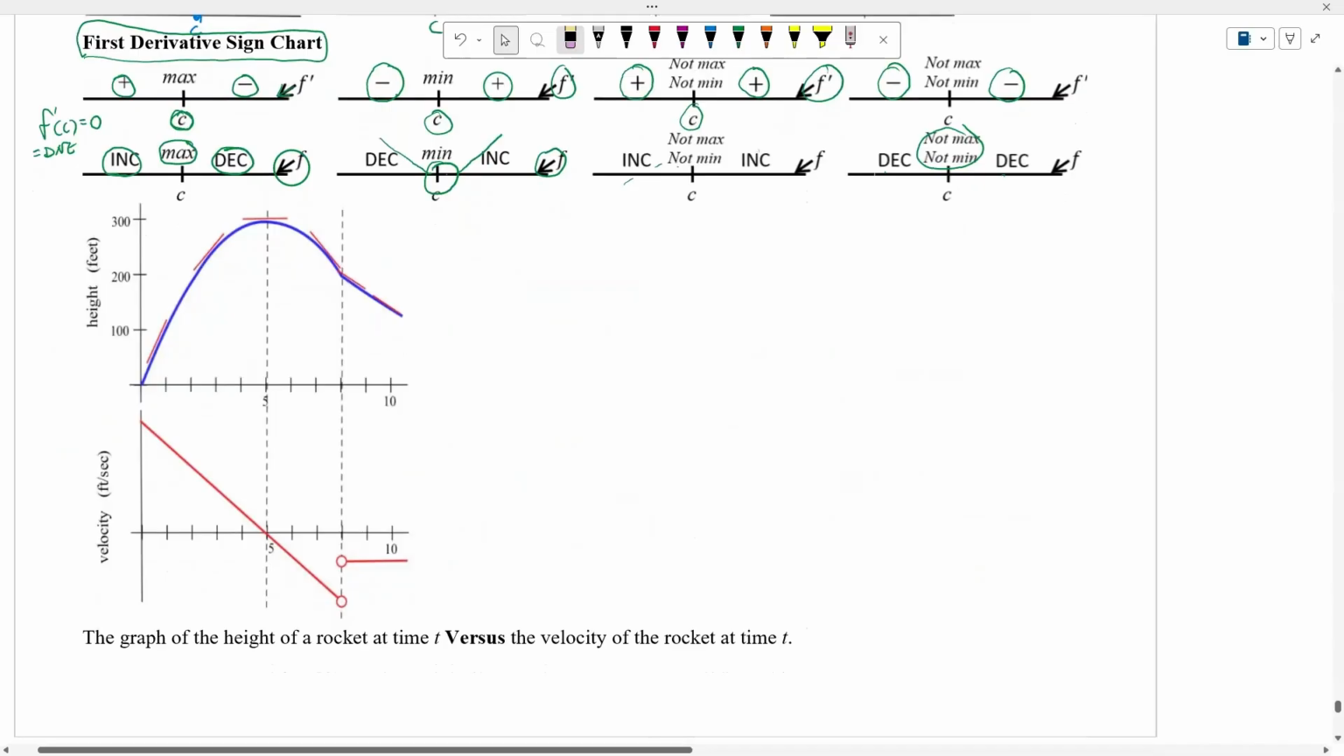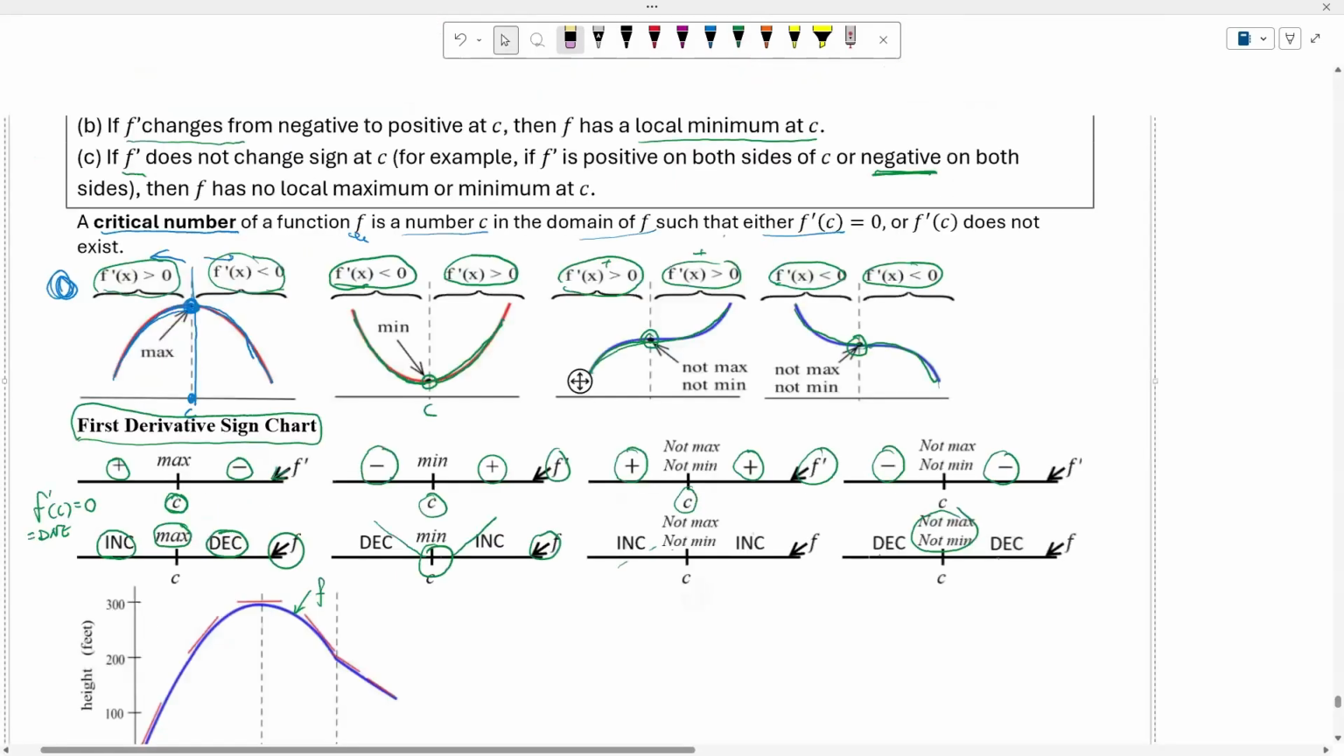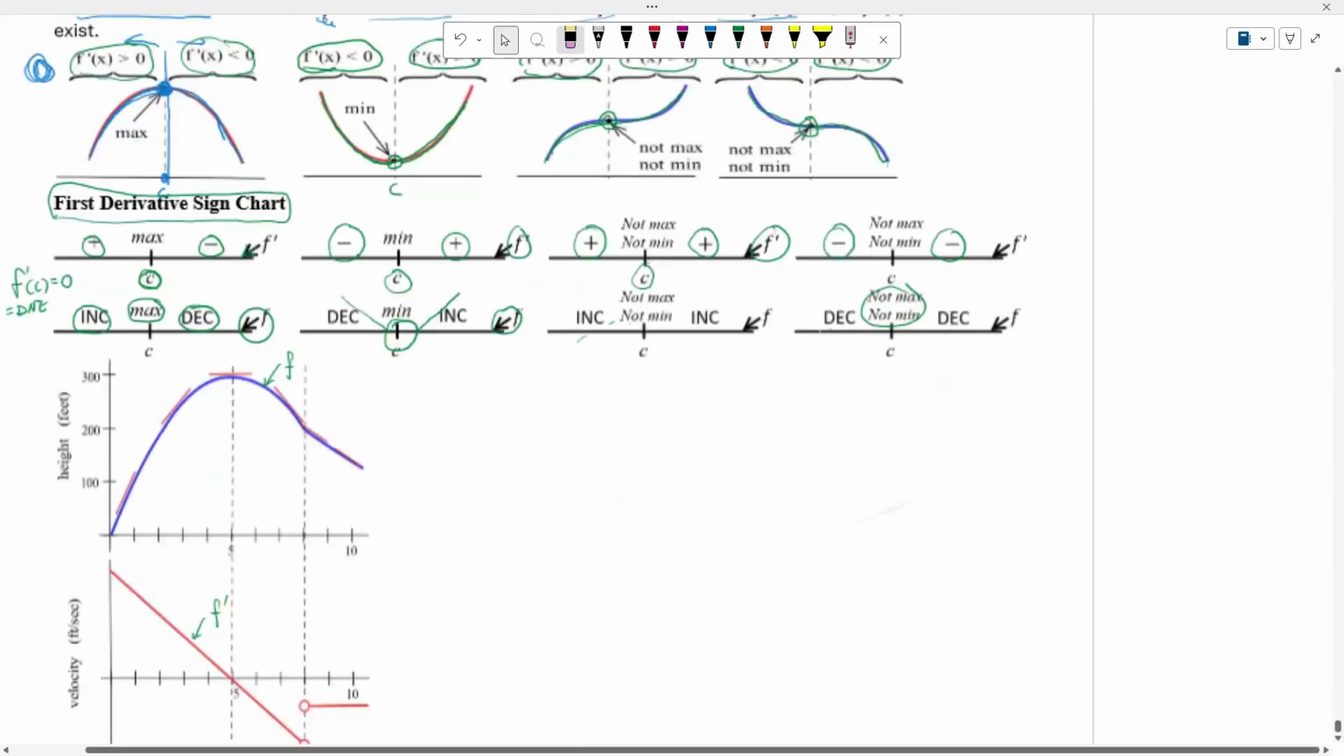Now, what I would like to do next is find a way to graph the function from f to f prime. Let us look at the following example.